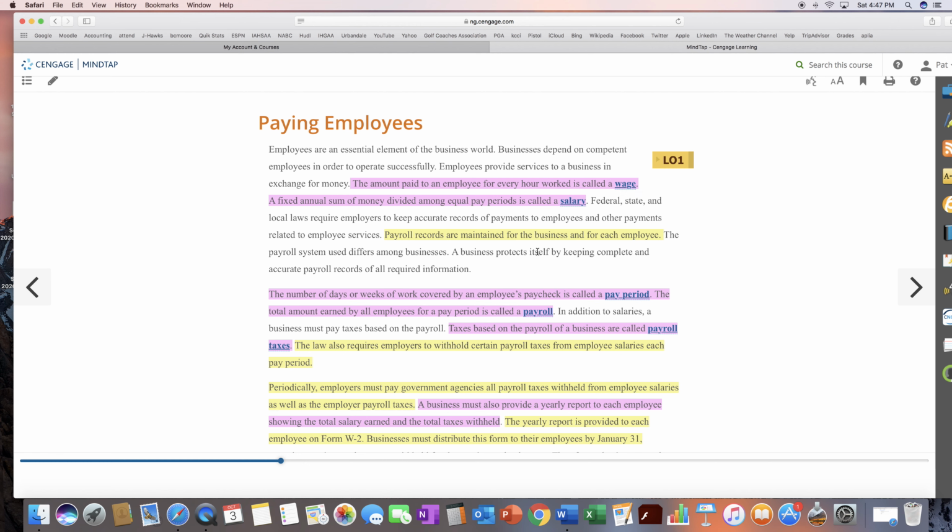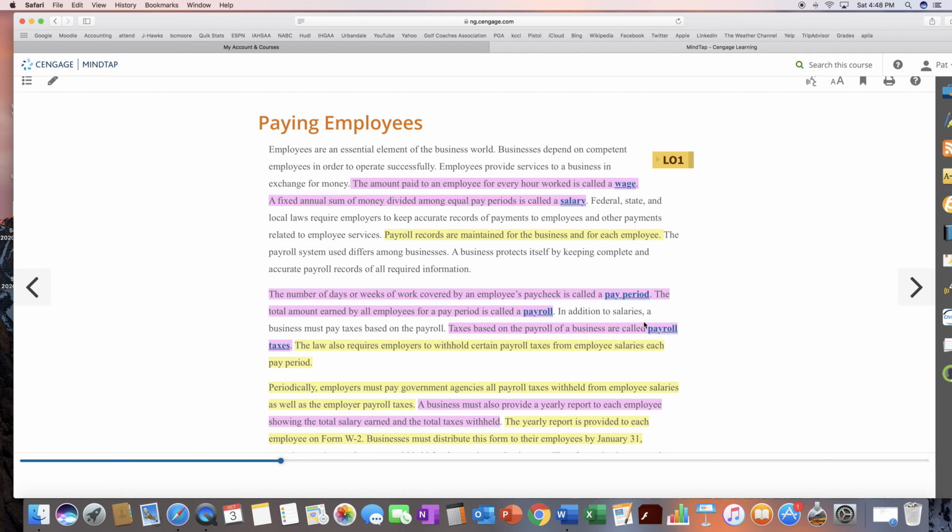They talk about managers and how they might be salaried and not part of the commissions. So that's what they're talking about. Federal and state laws require employers to keep accurate records, so payroll records are maintained for the business for each employee. The number of days a week covered by an employee's paycheck is the pay period. It might be paid weekly, bi-weekly, or monthly, depending on what business you work for. The total amount earned by all employees for the pay period is called the payroll.